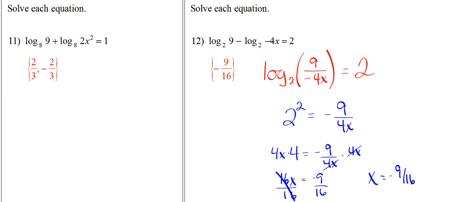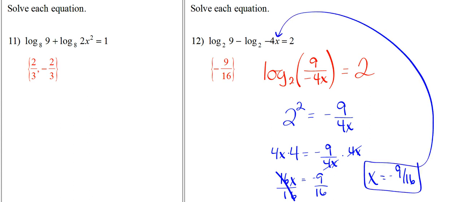The last step would be to check that answer back in the original and make sure that it doesn't make me do the log of a negative argument or a 0 argument, because I can't raise 2 to any power to make it 0. I can't raise 2 to any power to make it negative. Okay, so a negative times a negative 9 over 16 gets me a positive number, and that's okay. So my answer is negative 9 over 16.